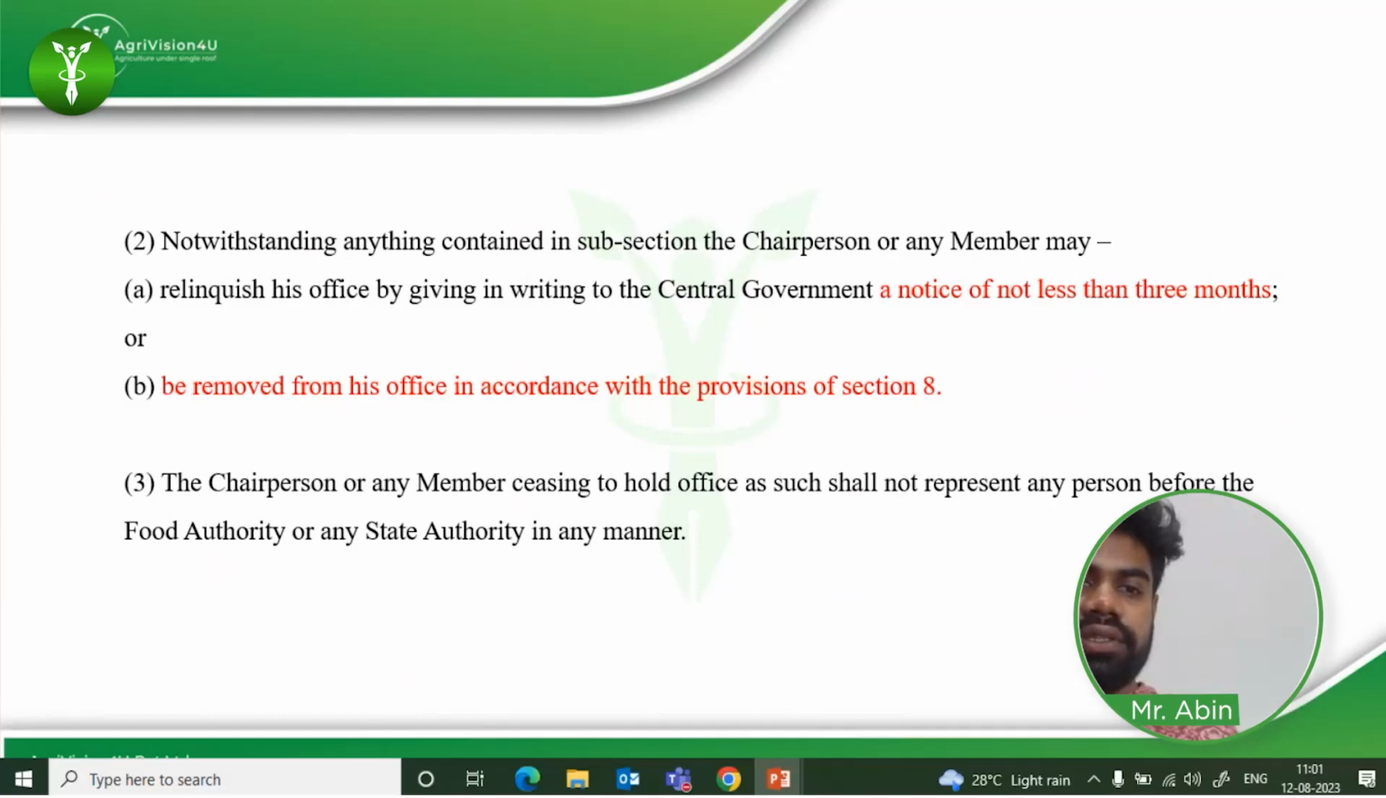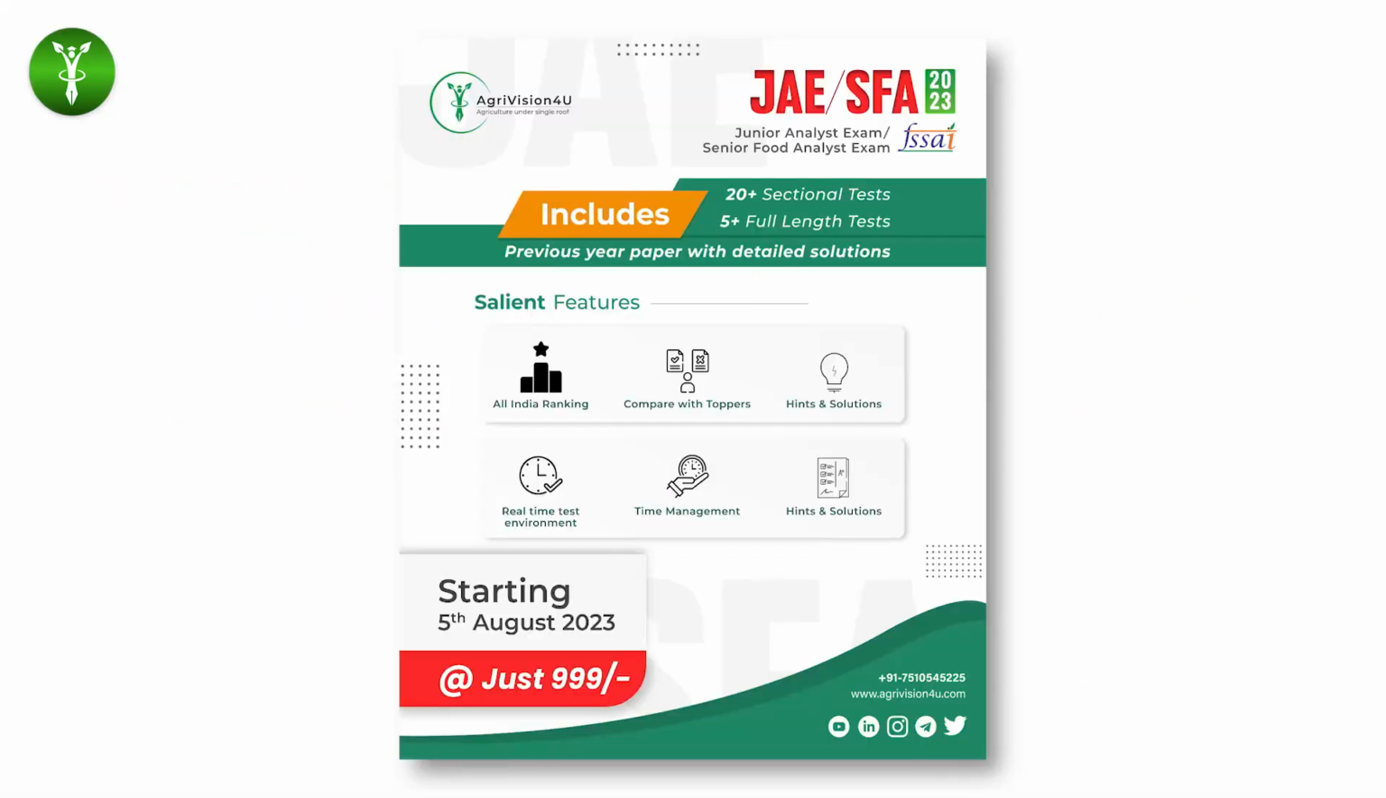And in subsection 2, other than this, the age limit is given as 65 and all, but if they give a notice of not less than 3 months, they can leave the existing office, or if they are removed under the provision of section 8, then also this will be applicable.